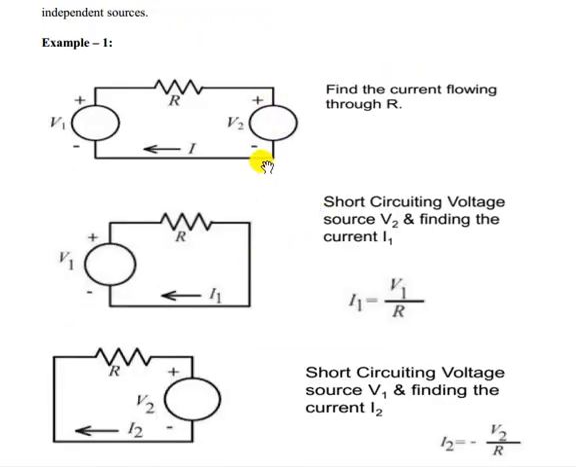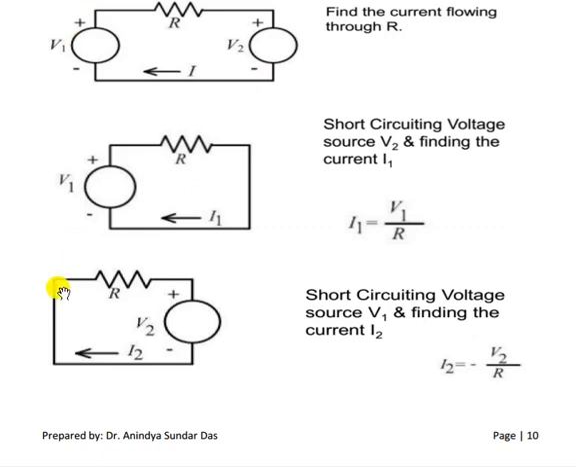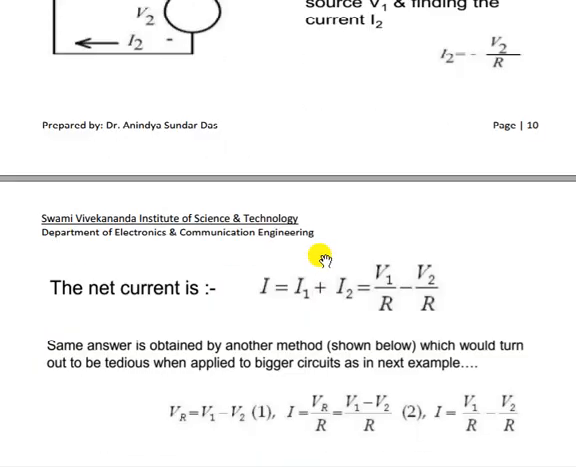So if we short circuit this voltage source V2, then what is the current flowing? That is, say, I1 equals V1 by R. Now if we short circuit V1 and V2 is acting alone, then what is the current value? That is I2, which is minus V2 by R. Why? Because the current direction is shown from right to left, but as this is the positive terminal, the current will flow in the opposite direction. So I2 is minus V2 by R. Okay, so the net current is I equals I1 plus I2, so it is minus V1 by R minus V2 by R.